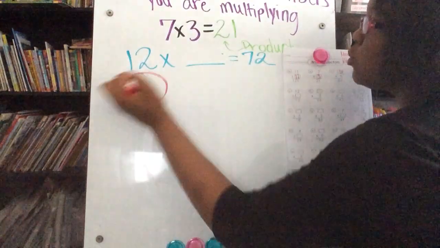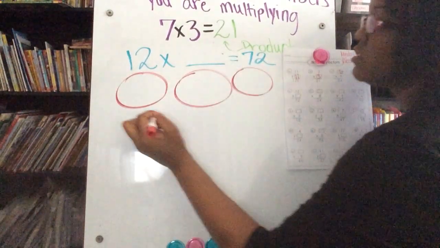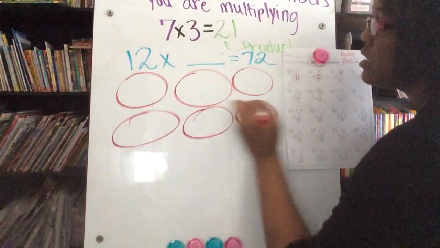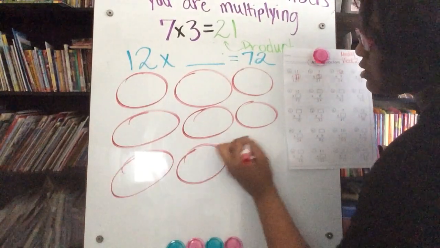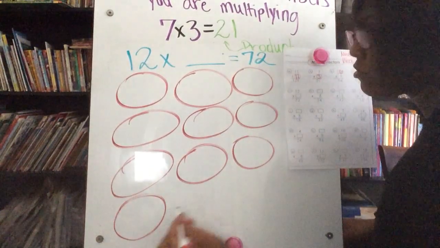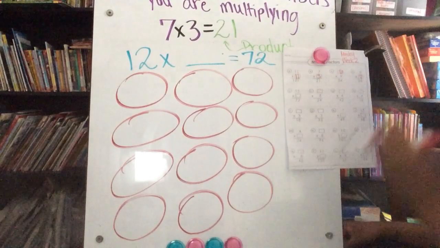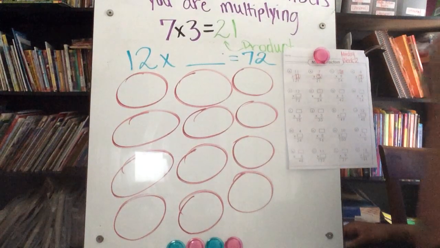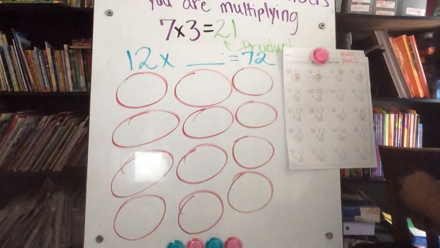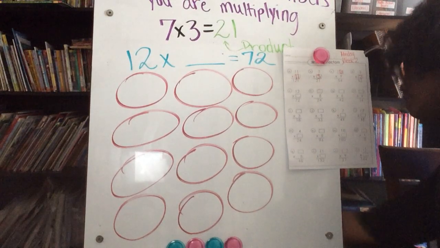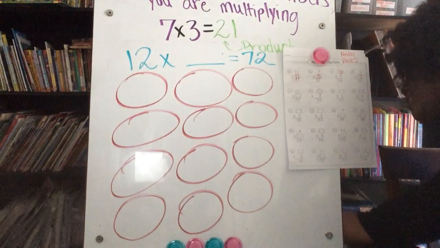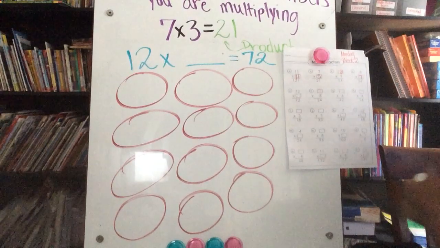So I'm going to draw 12 circles. 6, 7, 8, 9, 10, 11, 12. And you've got to make sure that they're big enough that you can put dots in them. So I'm going to put one dot in each circle until I get to the number 72.